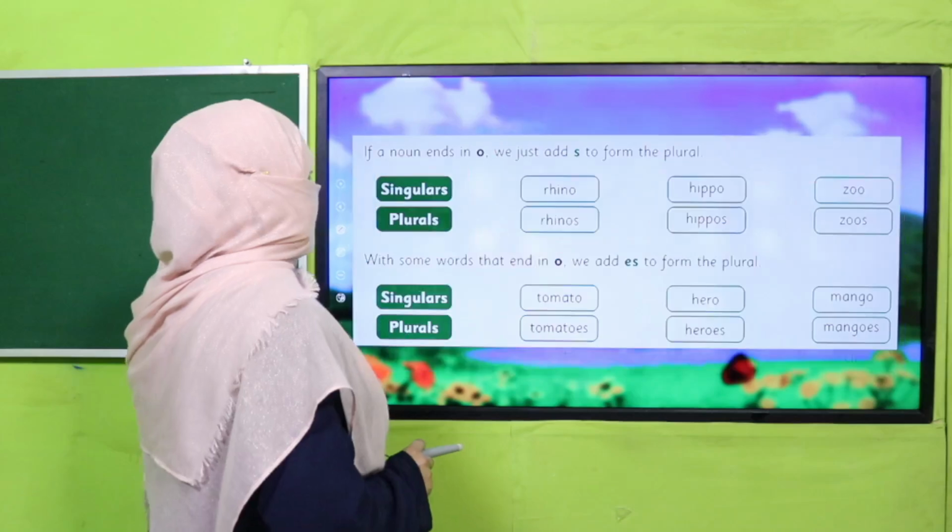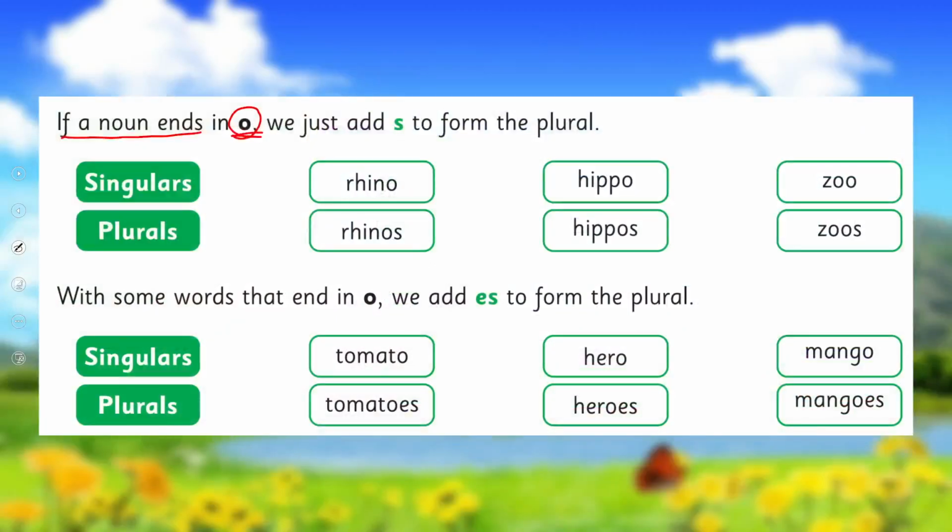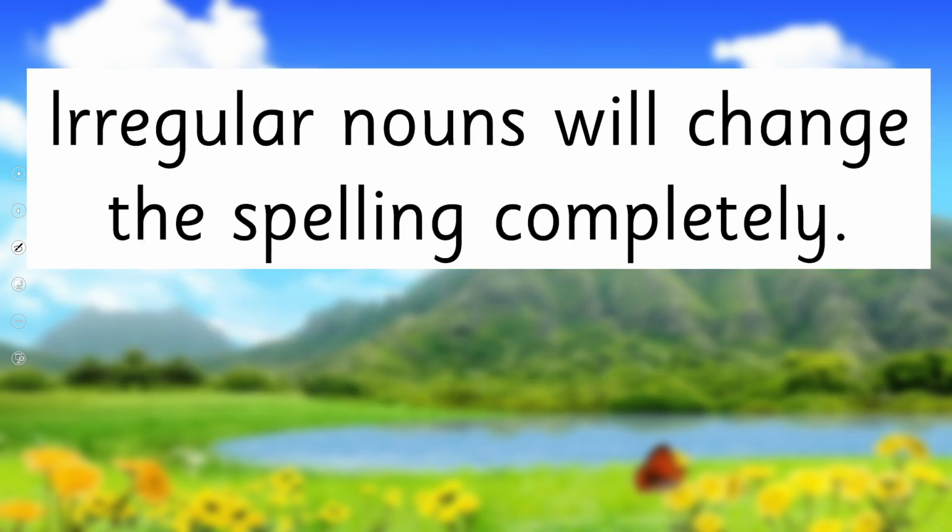All right. So the next is if a noun ends in O. Yesterday we practiced it. If a noun ends on O, what do we do? We add ES. But there are a few exemptions, and we don't add ES, we simply add S. And the example of these exemptions is rhino, rhinos, hippo, hippos, zoo, zoos. Right? And this is what we practiced yesterday. Tomato, tomatoes. This is usually if a noun ends on O, we add ES to make its plural. Hero, heroes, mango, mangoes. So these are the exemptions for this rule. Right? Next is irregular nouns.